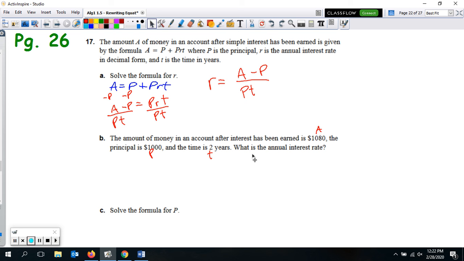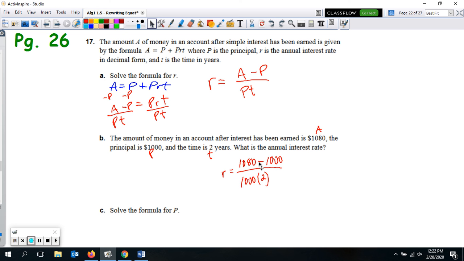We're trying to find what the rate is. So what is my rate? So that's why we solved for R, so that we can just plug in the numbers in here and then calculate that and figure out what R equals. So when I plug everything in, R is going to equal 1080 minus 1,000 from A minus P on top, and then it's going to be the 1,000 times 2 on the bottom from the principal times the time.